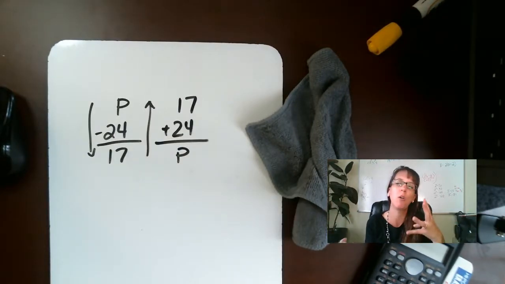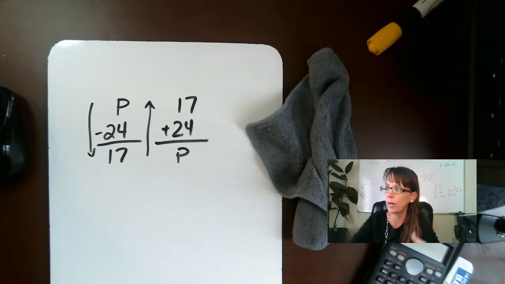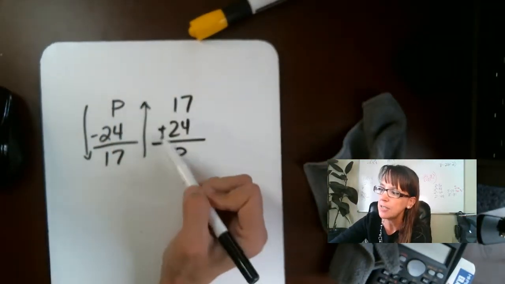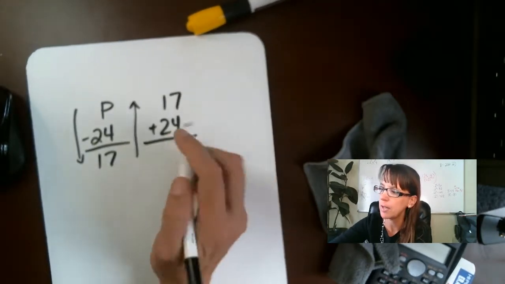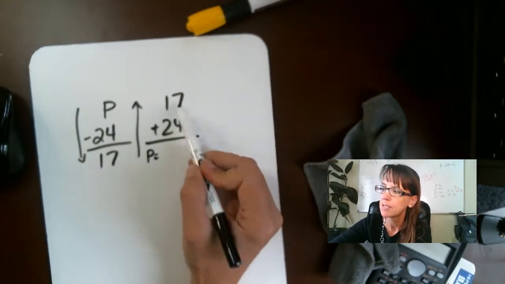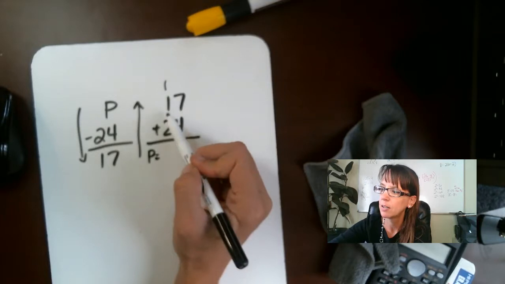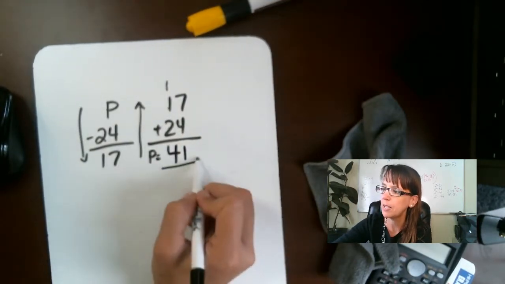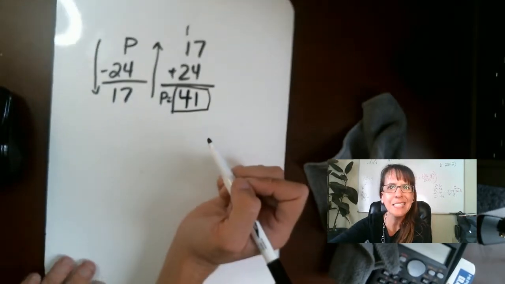We don't have to do all 4 facts. You may want to in order to find the correct one, but you don't really need to do all 4 facts. So 17 plus 24, we can go ahead and just do that. So I'm going to write P equals 7 plus 4 is 11. 2 plus 1 plus 1 is 4. So P equals 41.